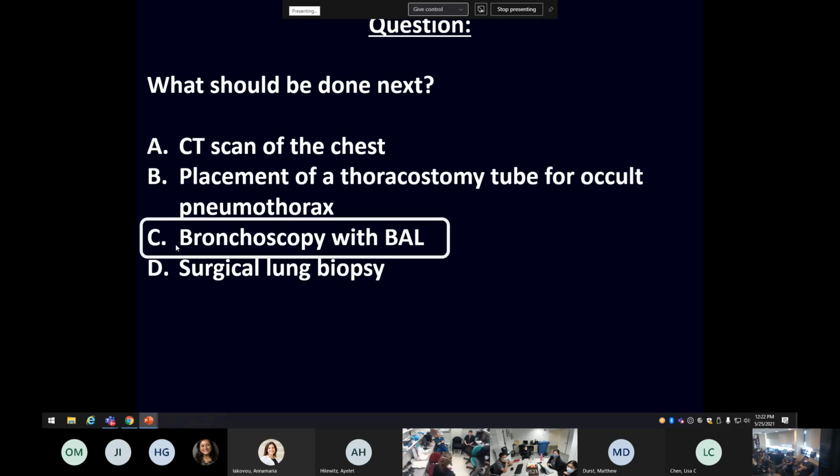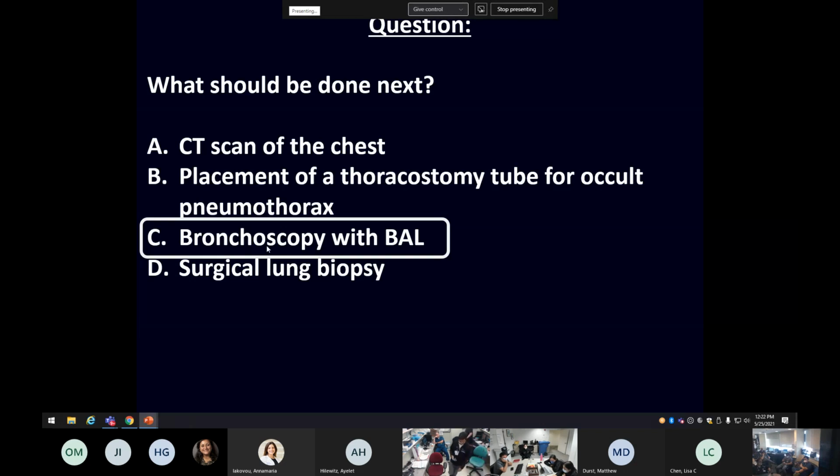This is a case, and the trick here is that they tell you that the differential is normal on presentation. The other clue that they gave us is that he recently started smoking cigarettes, right? That's a giveaway. So it's AEP, acute eosinophilic pneumonia, and the BAL here is diagnostic.